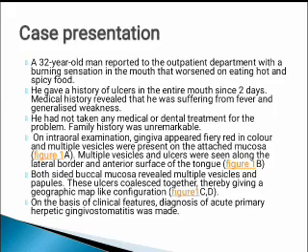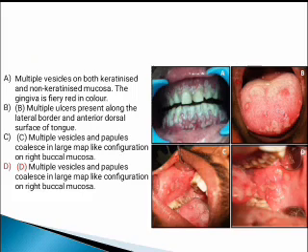And also he had multiple vesicles and ulcers along the lateral and anterior surface of the tongue. And on the basis of these clinical features, diagnosis of acute primary herpetic gingivostomatitis was made. Looking at these pictures, in picture A you can see multiple vesicles on both keratinized and non-keratinized mucosa, and the gingiva is red in color.